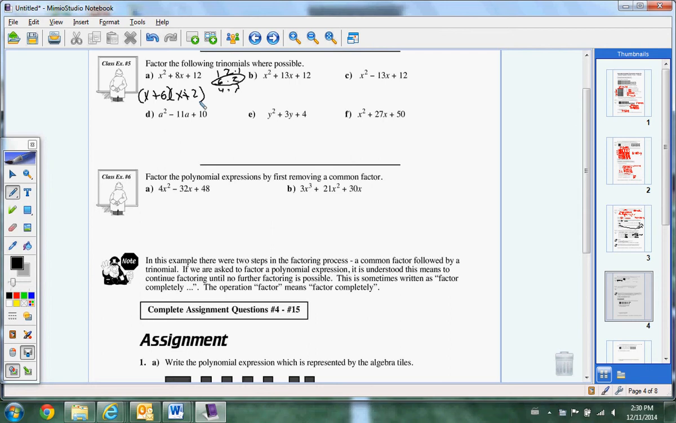Okay, so Tatum, you know B, multiples of 12 to add up to 13. So what's the multiple of 12, do you know? What's 12 plus 1? There it is. Okay, so X plus 12, X plus 1. Okay, and Brandon, what about C? Yeah, just the opposite. Negative 12, negative 1. So I'll still get you the positive 12, and that'll get you the negative 13 when you add them together.